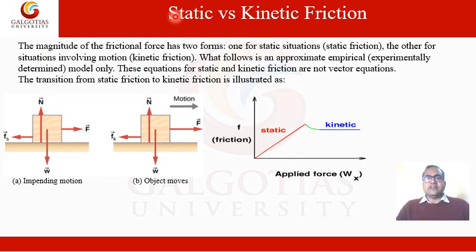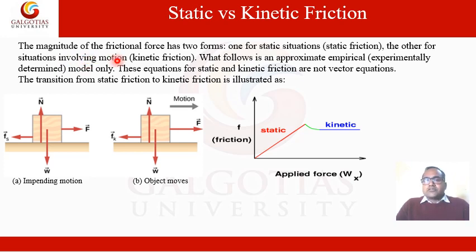The next is the comparison: static versus kinetic friction. As we know, the magnitude of frictional force has two forms. Now two types of frictional force are applicable. The first one is the static friction and the second one is the kinetic friction. The static friction is applicable on the body at rest, and the kinetic friction is involving the object in motion.